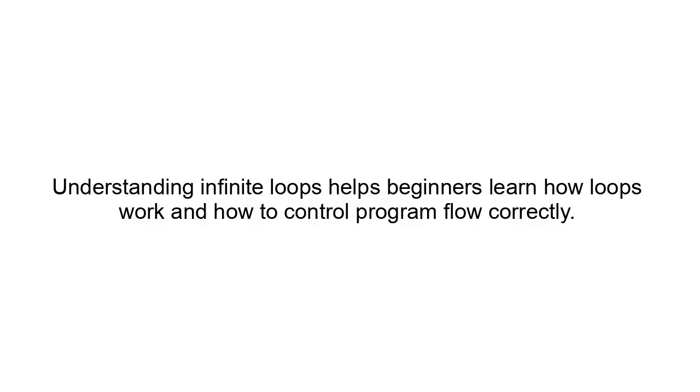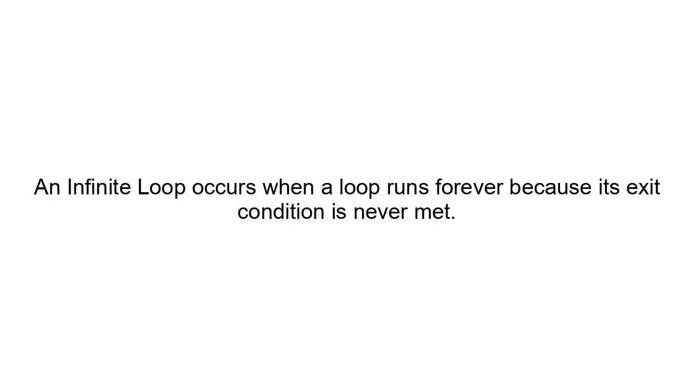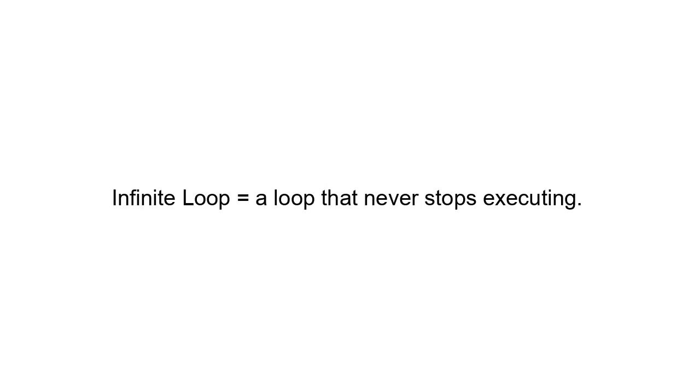What is an infinite loop? An infinite loop occurs when a loop runs forever because its exit condition is never met. In simple words, an infinite loop equals a loop that never stops executing. Loops normally include a starting condition, a stopping condition, and a change in the loop variable. If the stopping condition is never reached, the loop continues indefinitely.